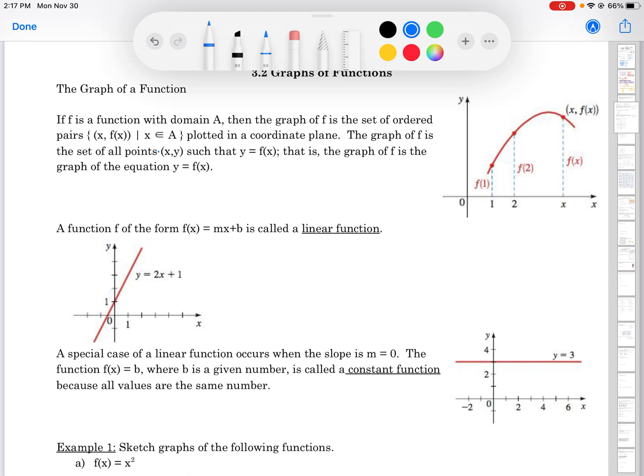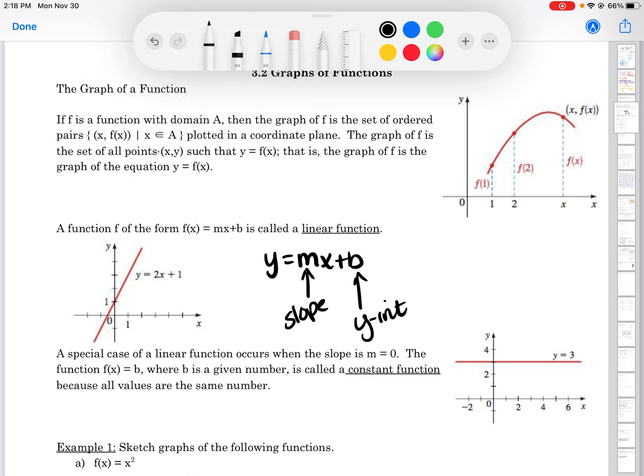So a function f of the form f of x equals mx plus b is called a linear function. That's really what we're used to seeing as y equals mx plus b. And that's just the graph of a line where m is my slope and b is the y-intercept, really the value where x is 0.